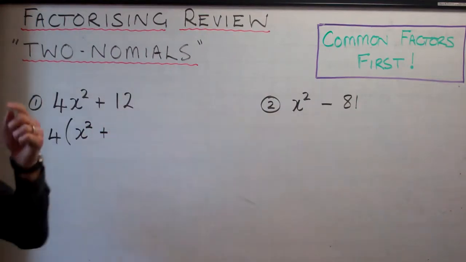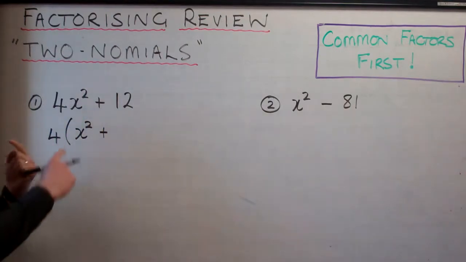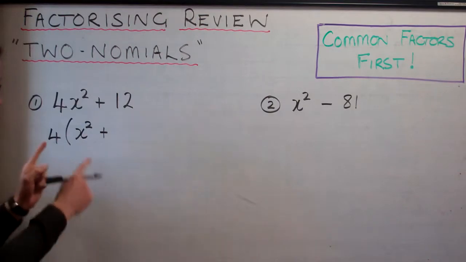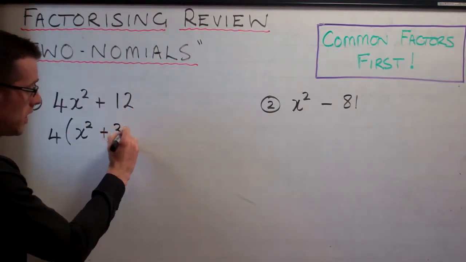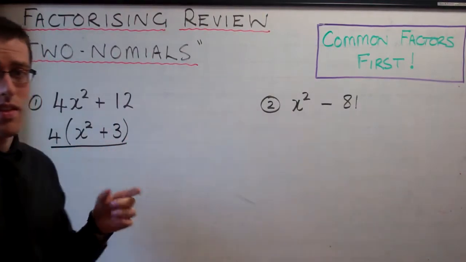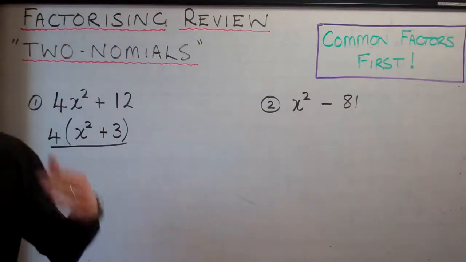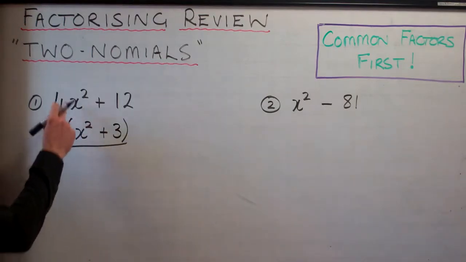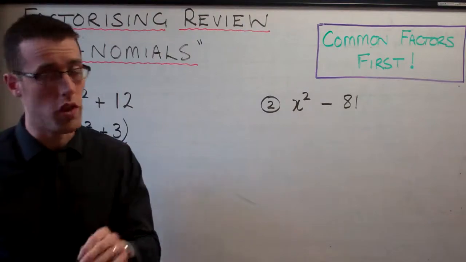Now, the point of a common factor is that if we factorise using it and then we multiply the bracket back out again, we get the original expression back. So what do we need to times 4 by to get to 12? We need to times by 3. Really important point here is that you should never really make a mistake with a factorising question, because you can just break the brackets and get back to the original question. So if we multiply this out, we'd have 4x squared plus 12. So you can check your own work, it's really good like that.